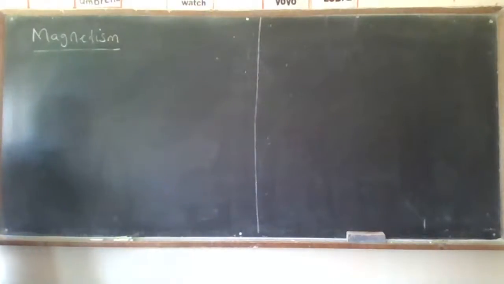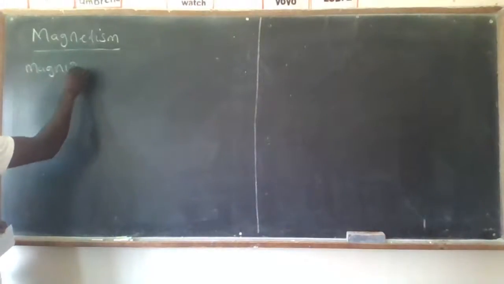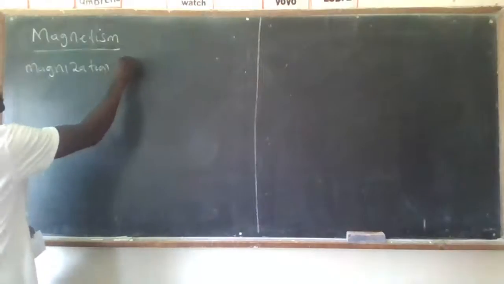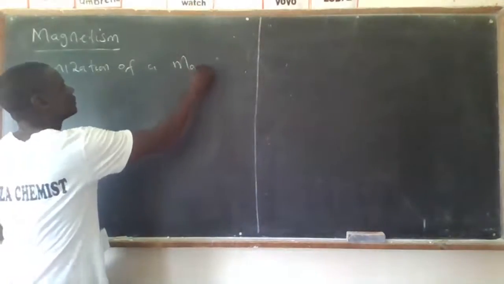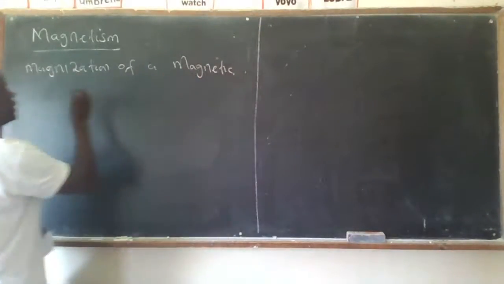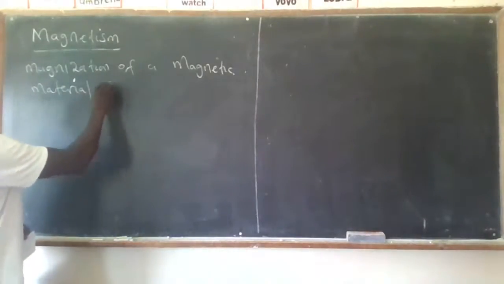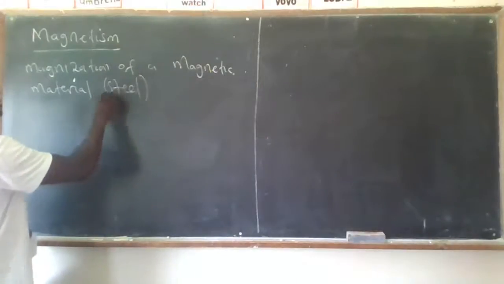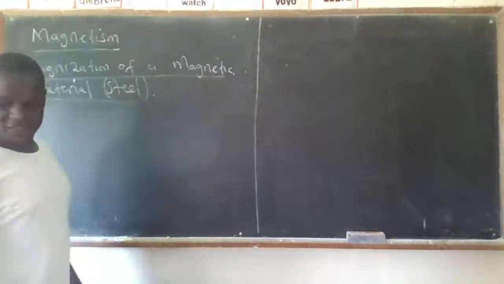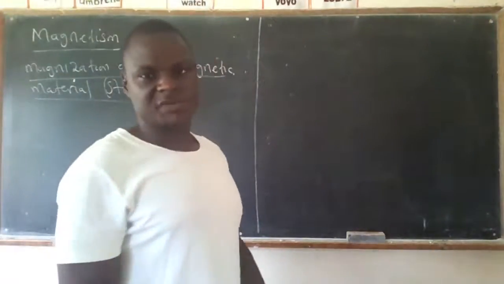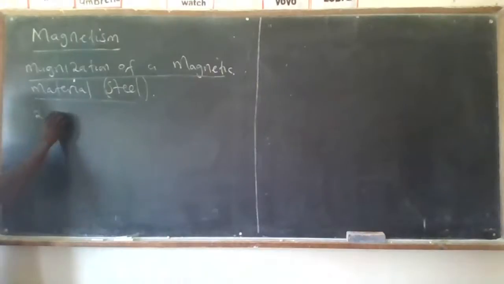That is a method of magnetism, and then we'll be looking at how to magnetize a magnetic material. In particular, we'll be looking at how to magnetize steel. Now, we looked at the first method that is involved, and actually there are two methods involved.